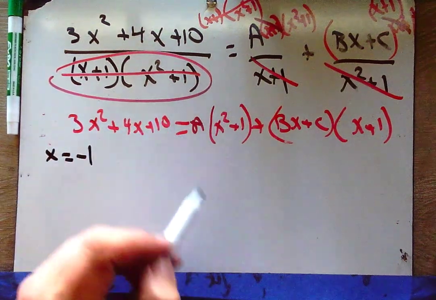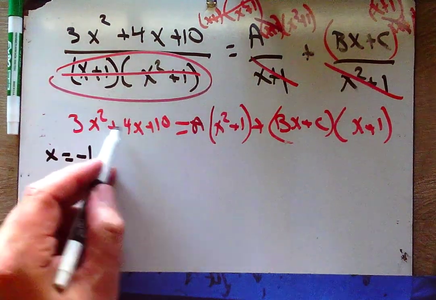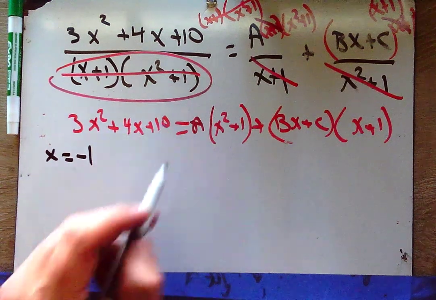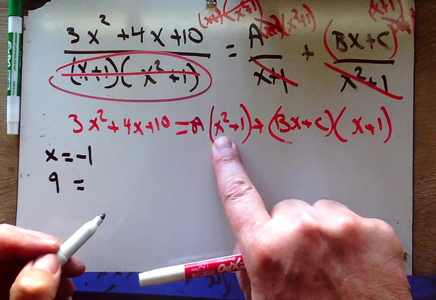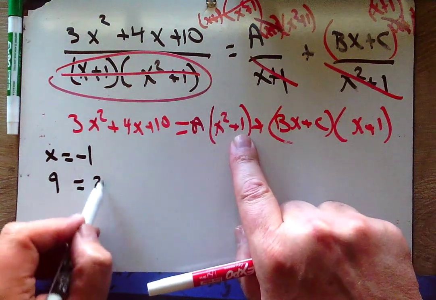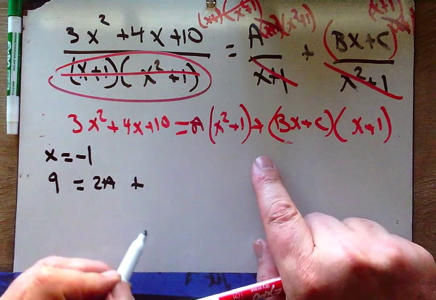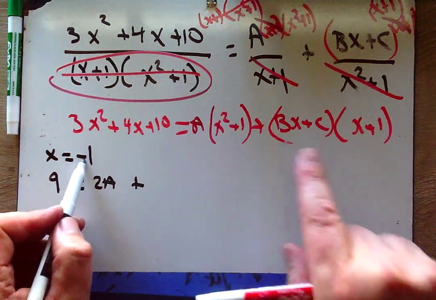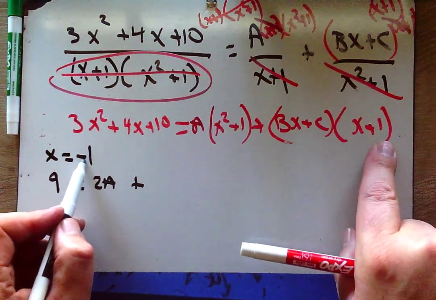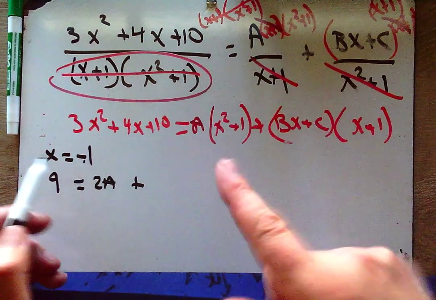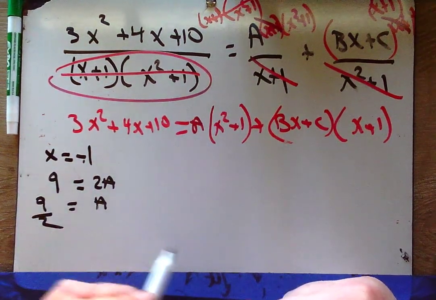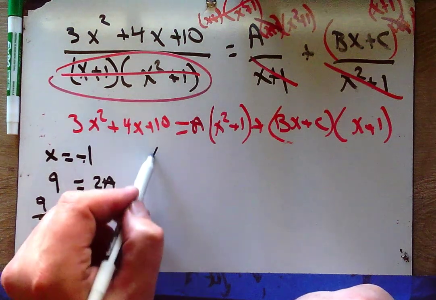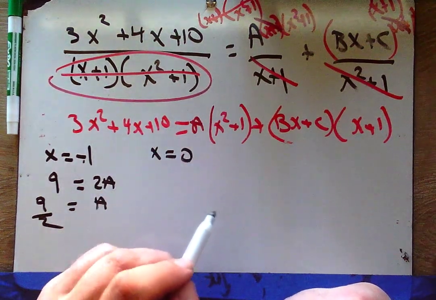I have to plug that -1 in everywhere. 3 minus 4 is -1, plus 10 is 9. -1 times -1 is 1. 1 plus 1 is 2. Plus, I'm plugging in a -1. -1 plus 1 is 0. And 0 times this stuff all goes away. So a equals 9/2.